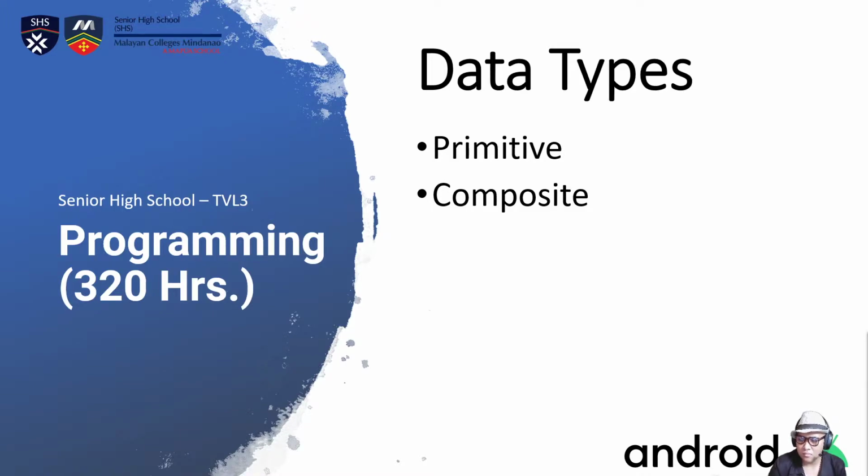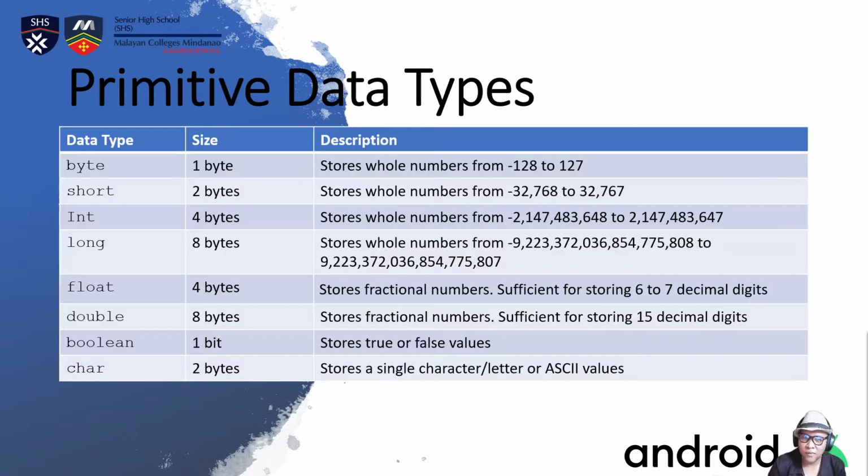For primitive data types, I've already discussed this, I think, but we will be elaborating more on how these kinds of data are being stored in a program. So let's start with byte. Byte only stores whole numbers from negative 128 to 127. So you might ask yourself, how did it come up with these numbers?